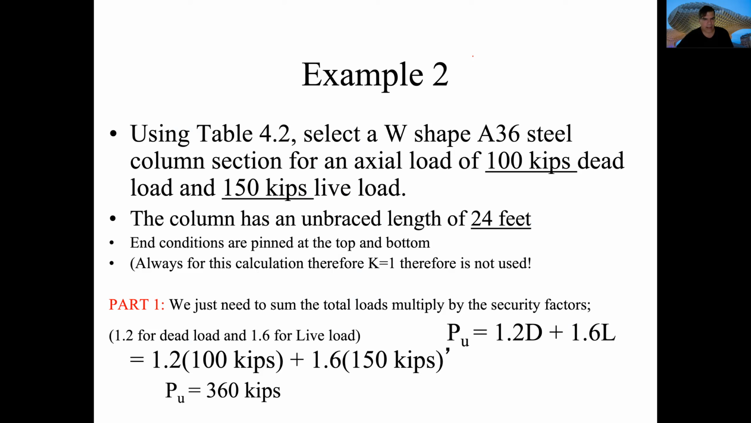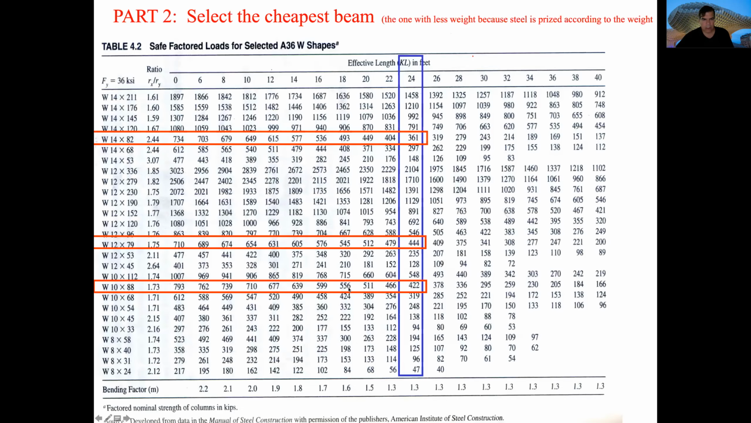The column has an unbraced length of 24. Maybe the column is much longer, it's a column of a very big building, but the section that we're calculating needs to be an unbraced section of 24 feet. The end conditions are pinned at the top and at the bottom. Always for these calculations, we have pinned at the top and bottom, always. Therefore, K will always be 1. Therefore, we will never use K. We will not use K in the formulas, okay?